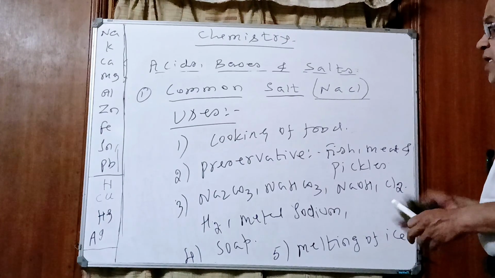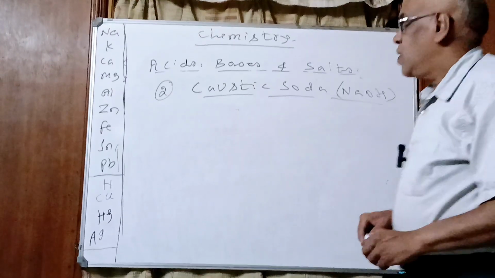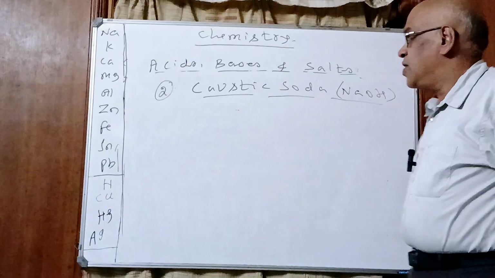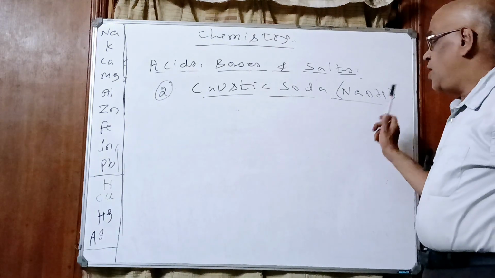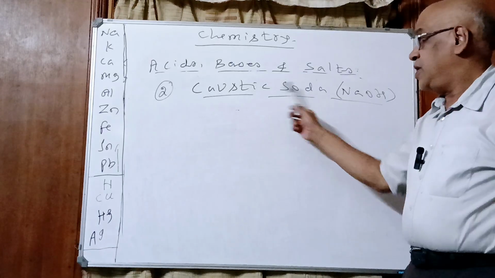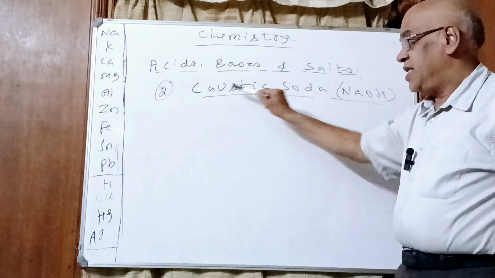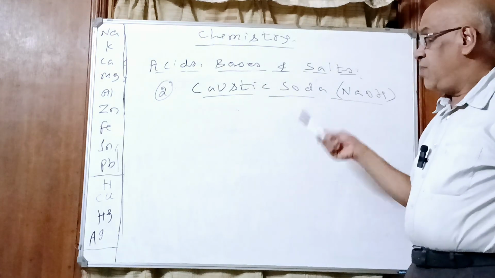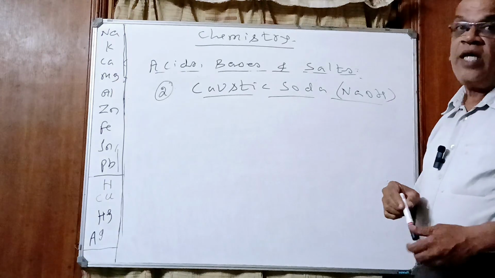This is the end of common salt. We will go to the next salt. Our second salt, children, is sodium hydroxide, commonly called caustic soda. Caustic soda is prepared from common salt, the previous salt. Again, this is the starting material for many chemicals in industry, so it is produced in large quantity.